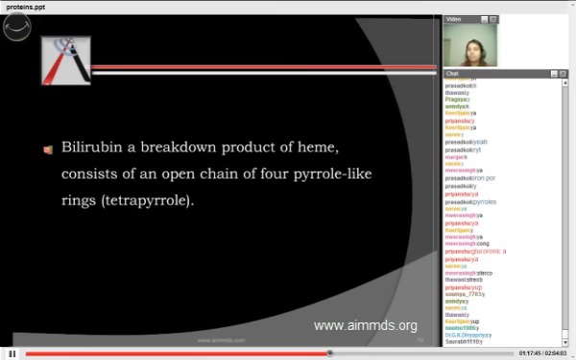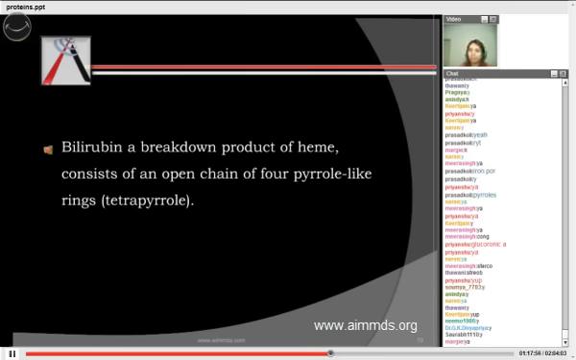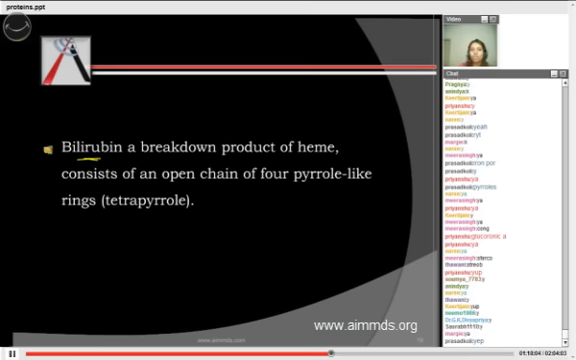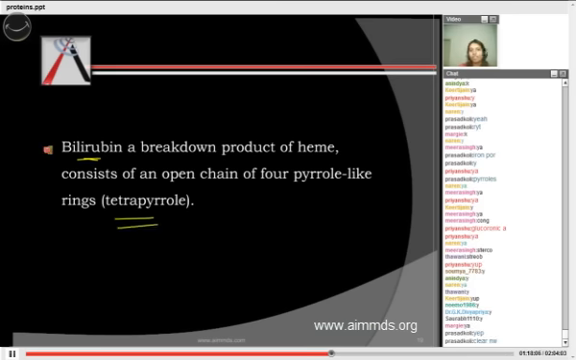You know, the hemoglobin part and all those things would have come across in physiology. I remember taking that myself. So it is very important. It comes in physiology, it comes in pathology, it comes in biochemistry. Right? So bilirubin is a breakdown product of heme, consisting of an open chain of 4 pyrrole rings, that is, tetrapyrrole.